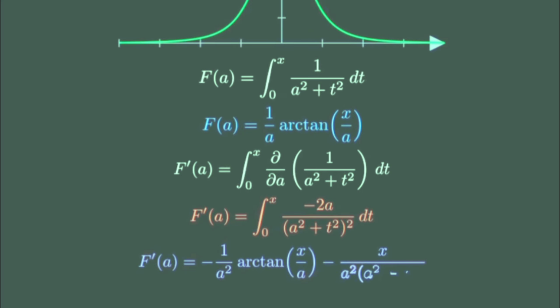Now differentiate the closed form for f of a. We must use the product rule. The result is negative 1 over a squared times arctangent of x over a, minus x over a times the quantity a squared plus x squared.